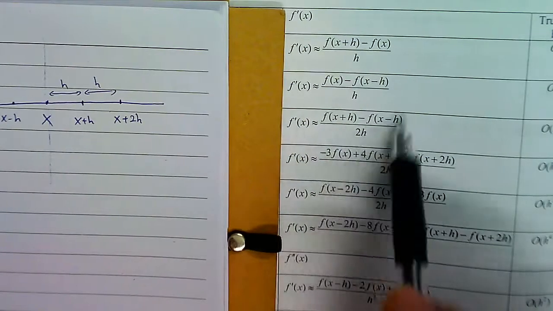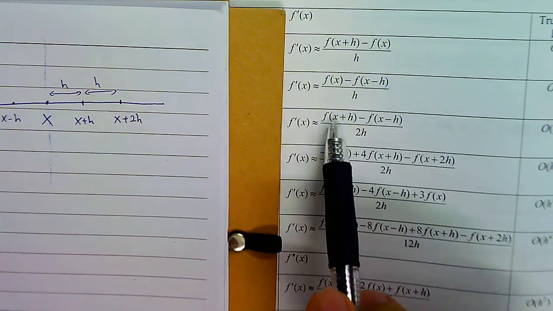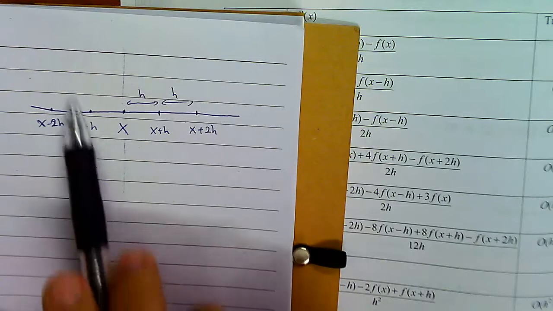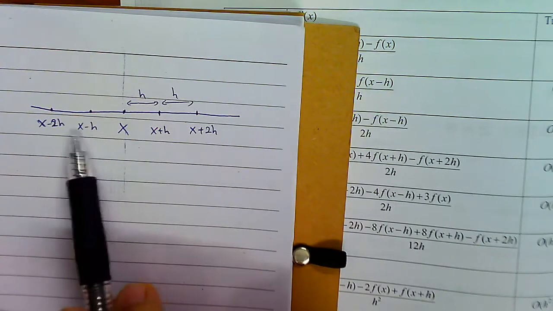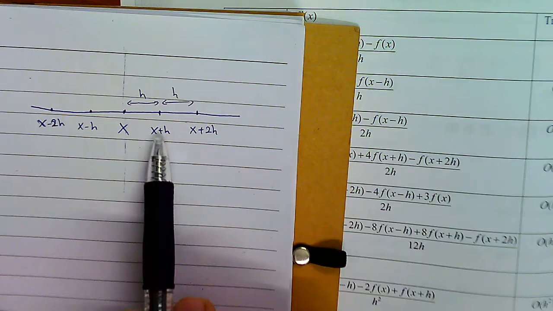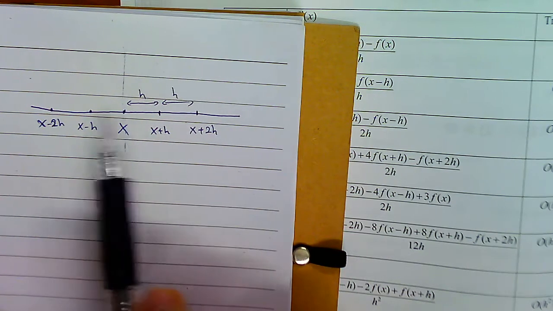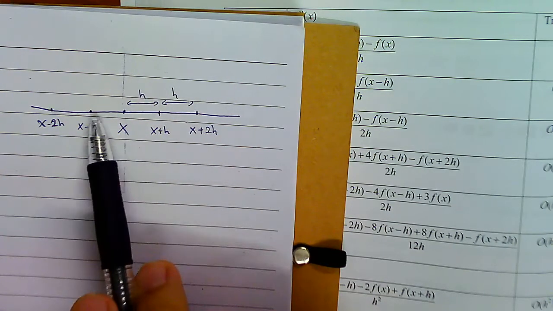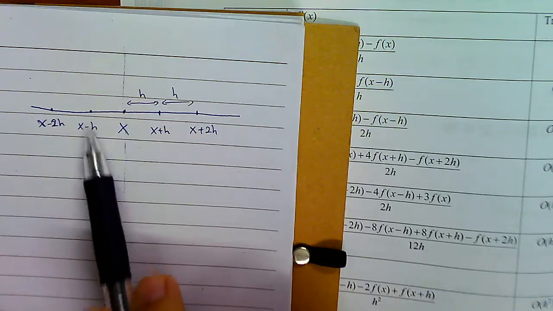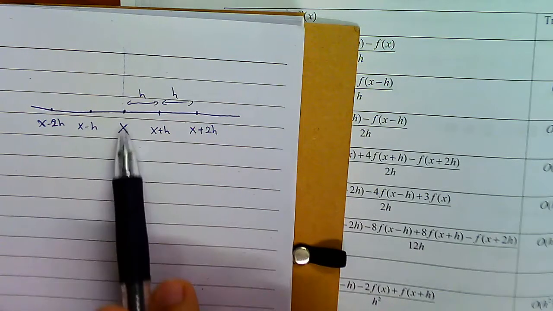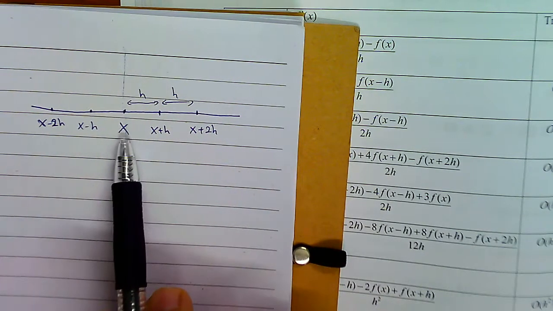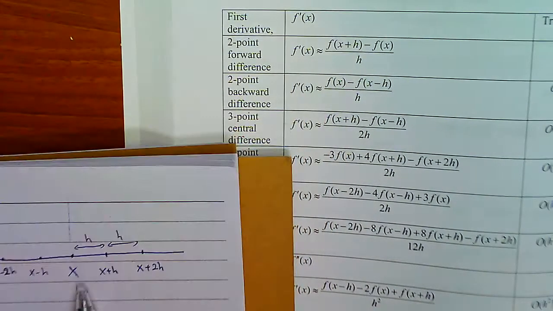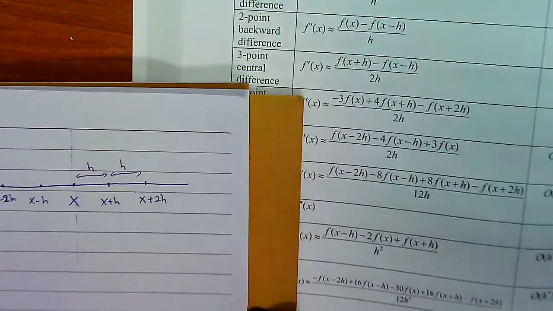For this one, even though it appears there are only 2 points, there is s plus h and also s minus h. If you look at the diagram here, from s minus h to s plus h, this range has 3 points, 1, 2, 3. So the name for this one is 3 point center, because you estimate the center point, the x, even though f(s) does not appear in the formula. Okay, so the name is 3 point center difference.